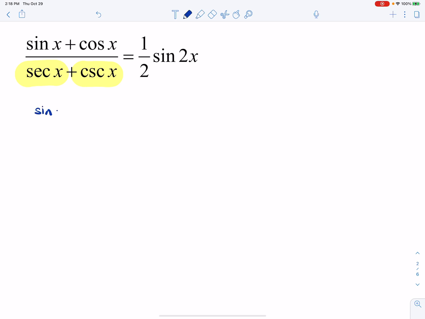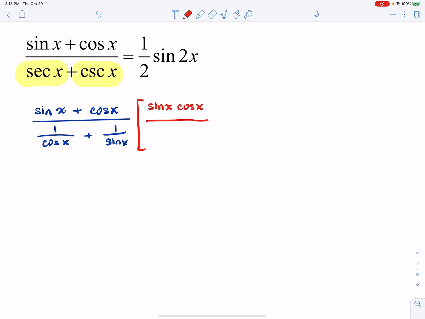So again, using the left-hand side, it seems like we always make these problems where we start with the left, just because we are kind of a left to right world, I guess. So secant is 1 over cosine, and cosecant is 1 over sine. Now at that point, I'm going to multiply. Now we have a complex fraction, so I'm going to multiply by something that's going to wipe out all the fractions. And that looks like sine x cosine x.